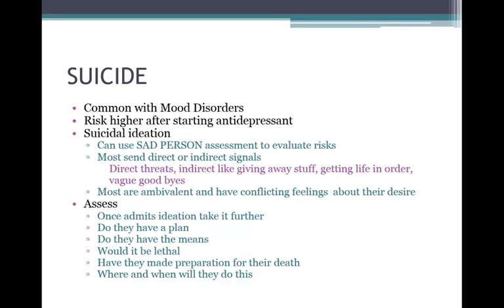Most people who are having suicidal ideation are pretty ambivalent and have conflicting feelings. They are not sure if they want to do it or they don't want to do it. And so these direct and indirect signals that they're putting out there are actually cries for help. Somebody help me. I just need help. Okay, so we have to pick up on those clues if we want to help this person.